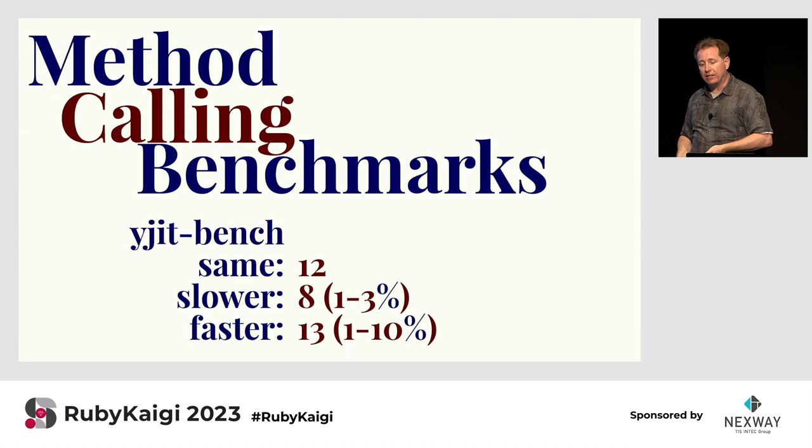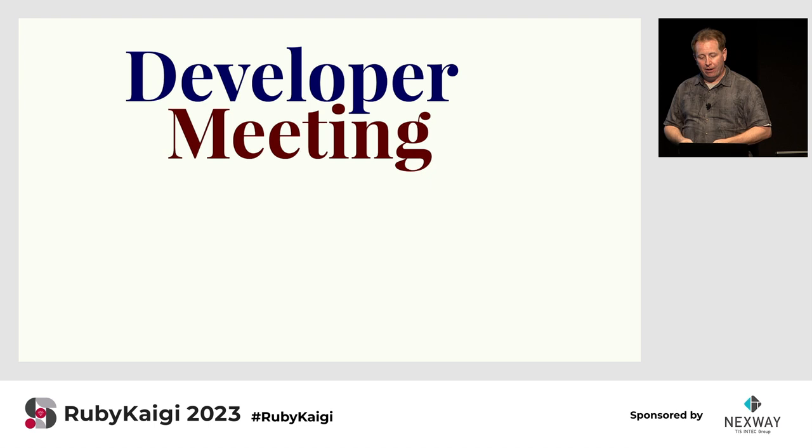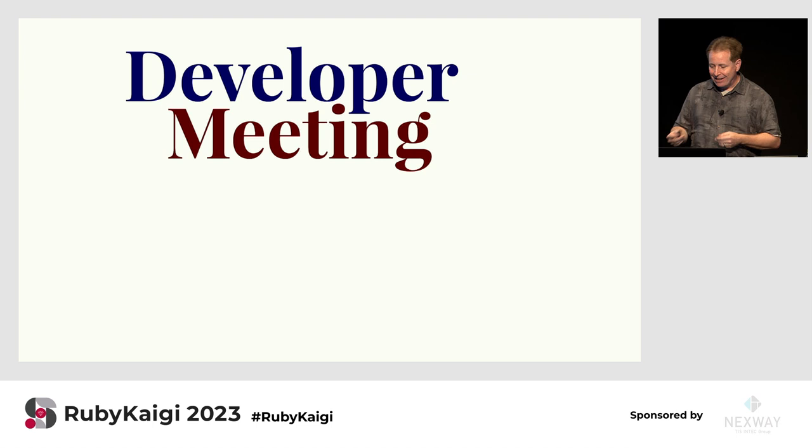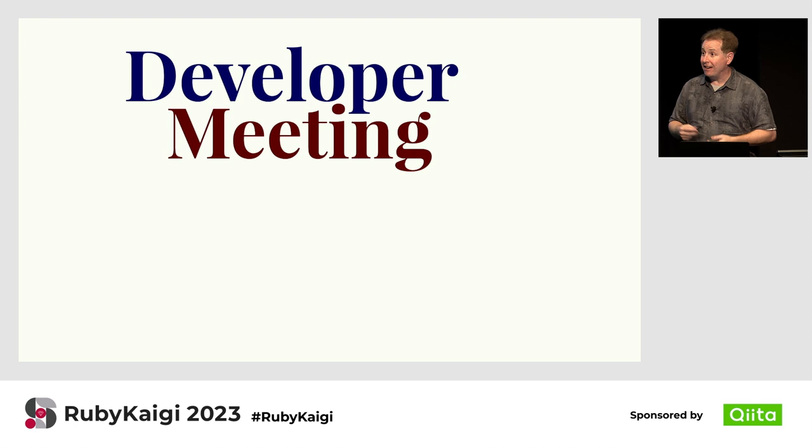After finishing those method calling optimizations, I brought this issue up as a topic last month during the monthly developer meeting. This way, other committers could provide feedback, and Matz could decide whether the benefits were worth the costs. There was some concern over the performance and invasiveness of the changes. However, I ultimately received approval to merge the changes.